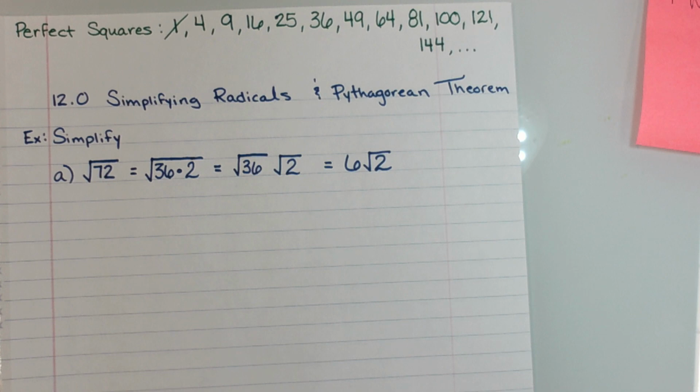Now, when you do this, there are a couple of common mistakes that I see happening. One common mistake is people getting to this point, the square root of 36, square root of 2, and dropping the square root on the smaller of the two numbers and calling it 2 square roots of 36. No.